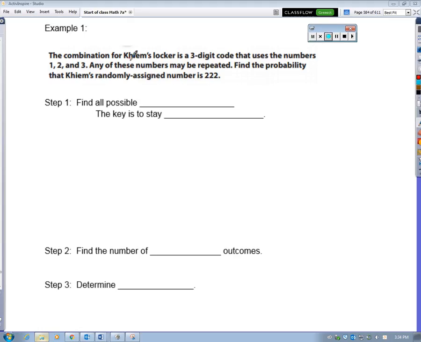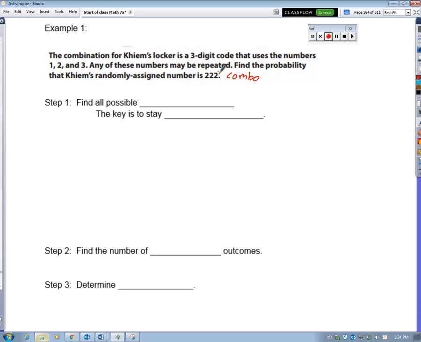Alright, so here's our first thing. The combination for Keem's locker is a 3-digit code that uses the numbers 1, 2, and 3. Any of these numbers may be repeated. Find the probability that Keem's randomly assigned number is 222. So we're trying to figure out the probability of having that combination of 222 for his locker code.